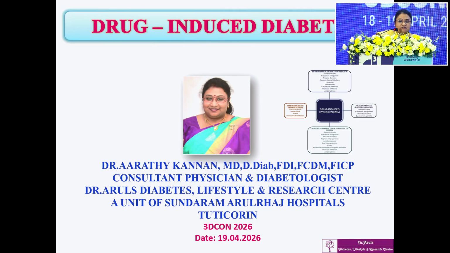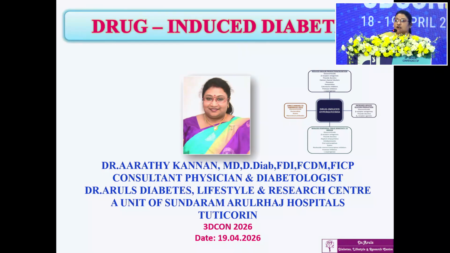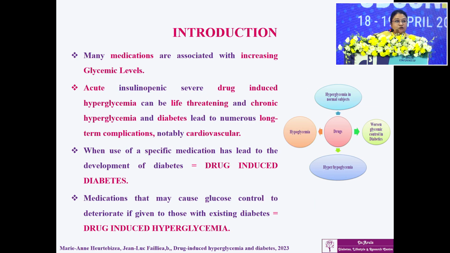Vijayakumar sir for giving me this opportunity to be a part of this prestigious conference and to speak on drug-induced diabetes, which is a very common problem we see day in and day out in our OPDs, as most of our patients come with a lot of comorbidities, so polypharmacy cannot be avoided. So we should know the diabetogenic nature of the drugs that we give to them in order to prevent glucose spikes in our patients. As we know, many medications are associated with increasing glycemic levels, and any acute insulinopenic severe drug-induced hyperglycemia can be life-threatening. And chronic hyperglycemia can lead to long-term complications like cardiovascular risk.